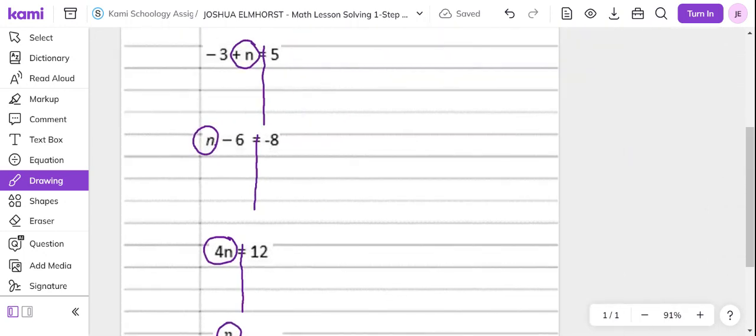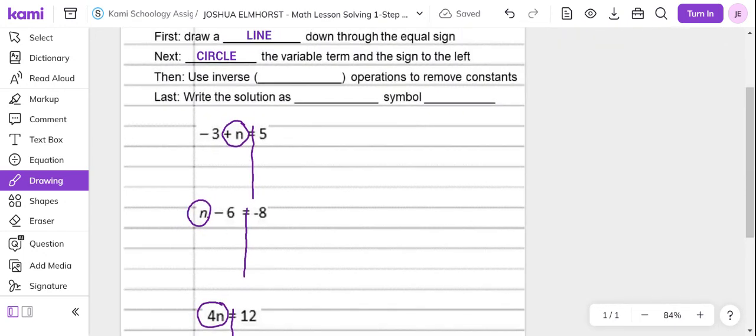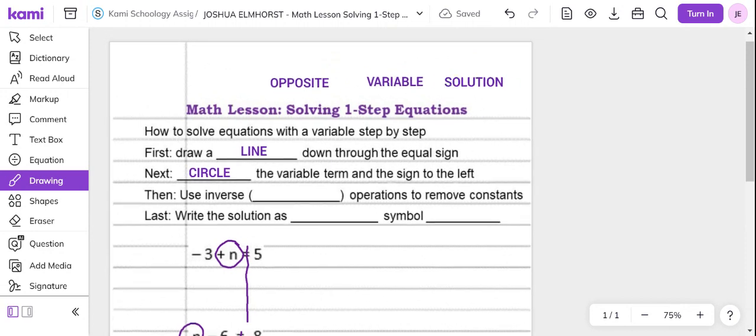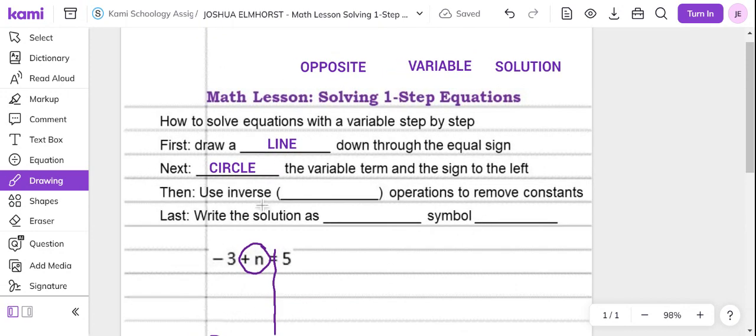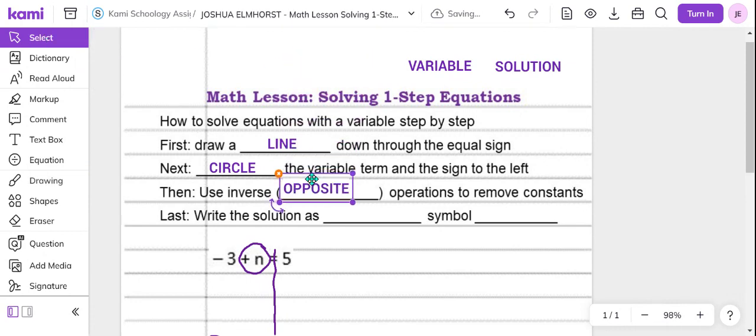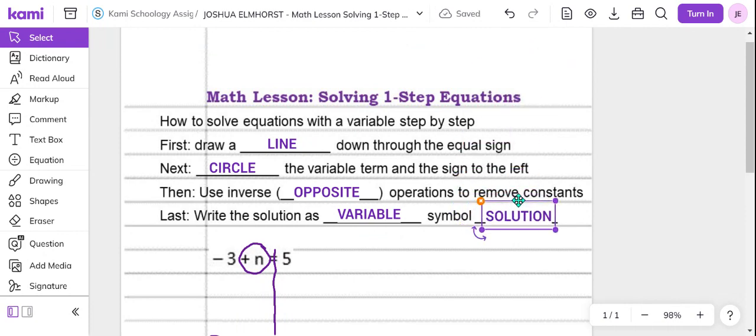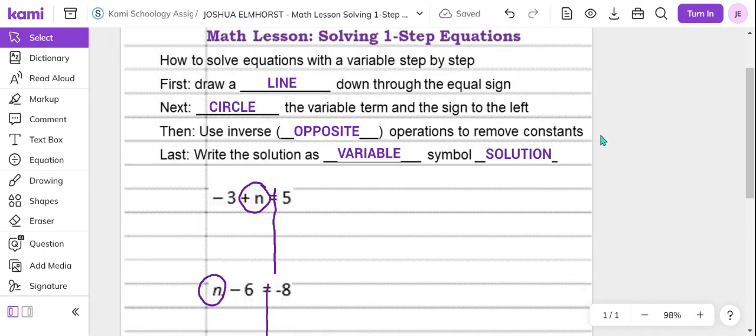These are only one-step solving equations, and that's going to help us build up into 2, 3, and 4-step equations. So now that we've identified the variable term, we're going to use inverses or opposite operations to help us start to solve them. And then lastly, we need the variable. We're going to write the solution as a variable, the symbol, and then the solution after we solve. All right, so how's that going to look?